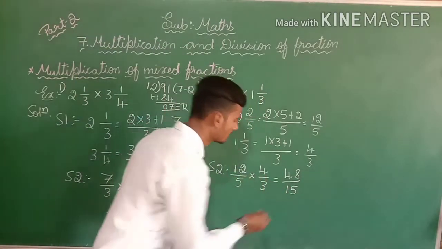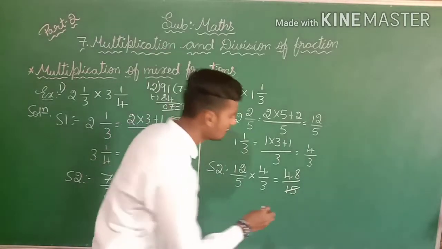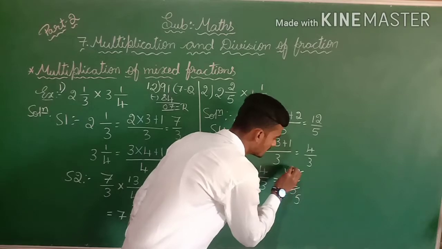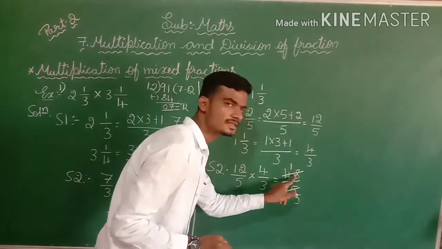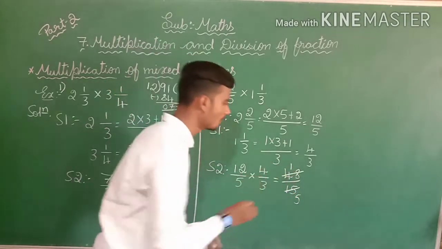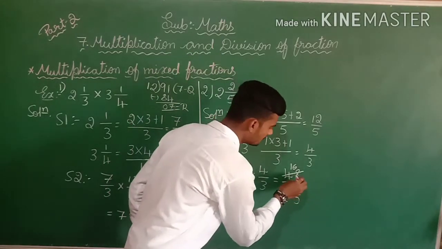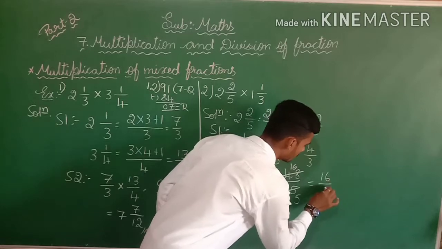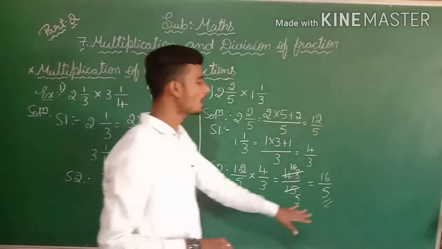See here, 3 5s are 15. Here 3 1s are 3, so 1 remains. Then here 18 remains. Then 3 6s are 18, so you will get 16 by 5. In this way you have to write.